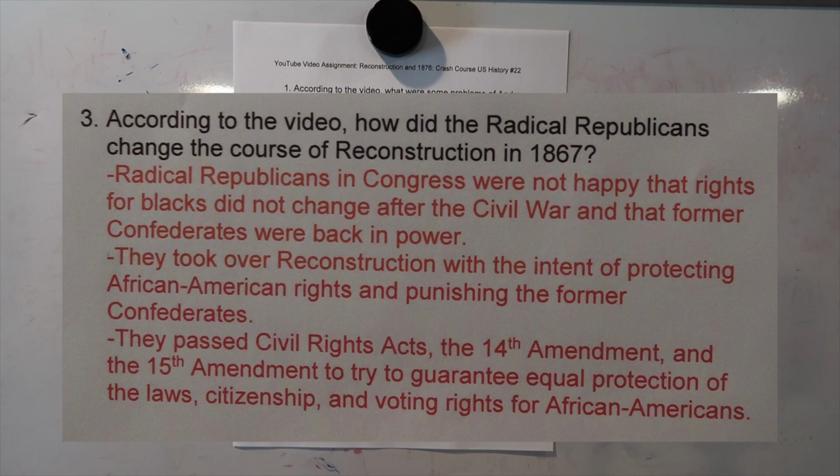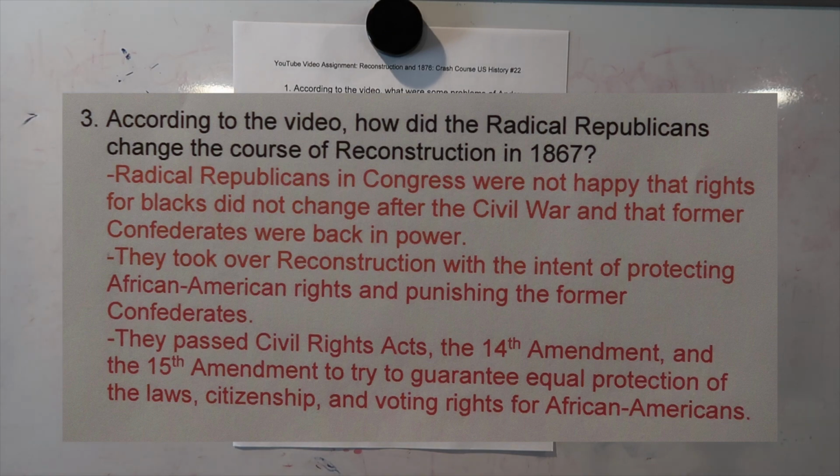So the radical Republicans changed the course of Reconstruction in 1867. So here's a good answer. Here are 3 ideas I'd like you to write down and add to your notes if you don't already have these. The first idea: radical Republicans in Congress were not happy that rights for Blacks did not change after the Civil War and that former Confederates were back in power. They took over Reconstruction with the intent of protecting African American rights and punishing the former Confederates.